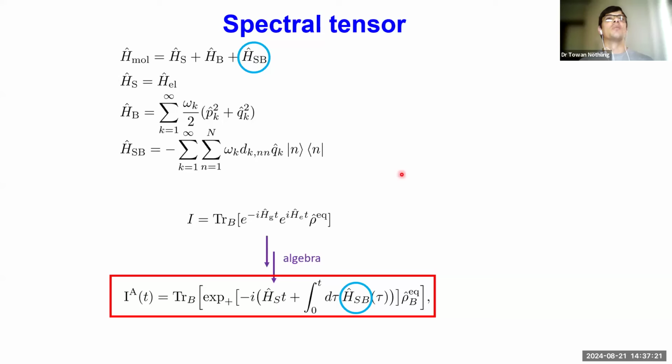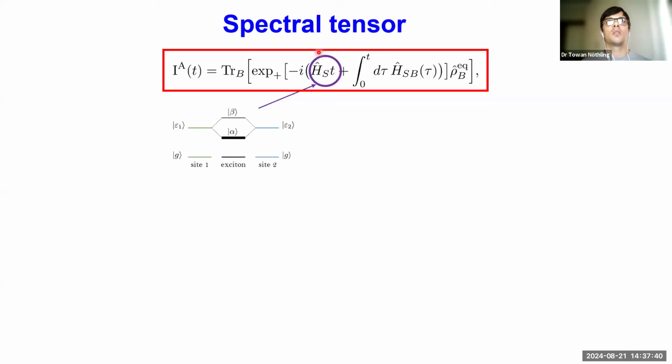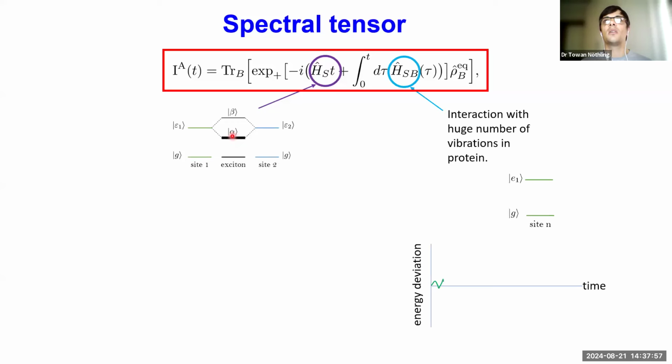Okay, so we have this partition of the molecular Hamiltonian, and we are after the spectral tensor. The spectral tensor we can write after some algebra in this way. The first part of this expression has to do with unitary evolution of the exciton states. So it treats formation of the exciton and unitary evolution of these exciton states. The interesting bit is the system bath interaction Hamiltonian.